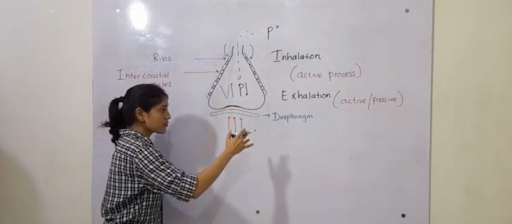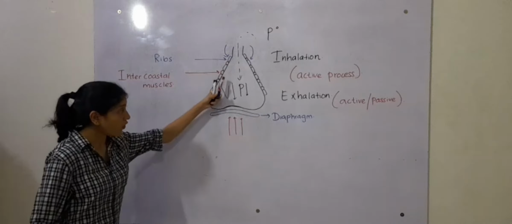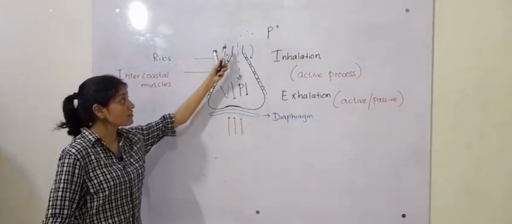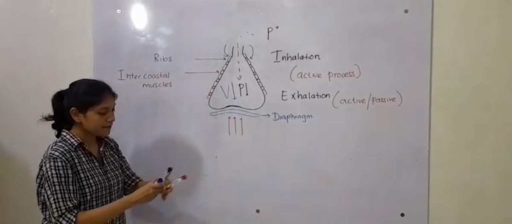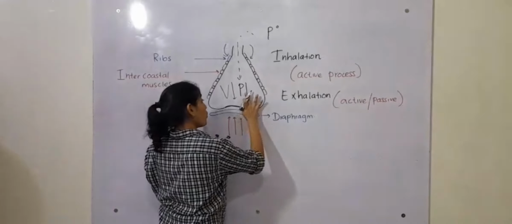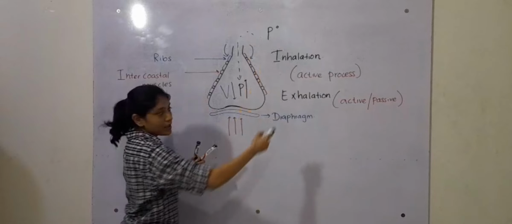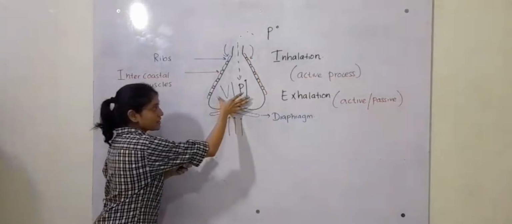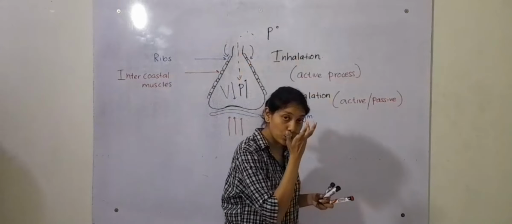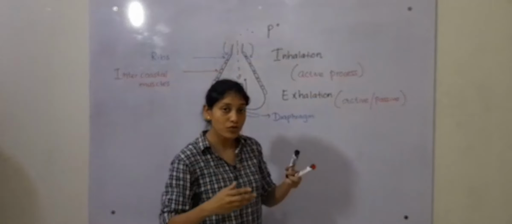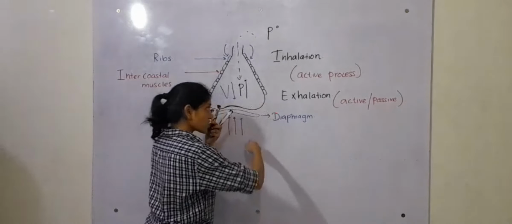Then, people, when the size is reduced, what happens? The volume is decreased. When the volume is decreased within the lungs, the pressure within the lungs increases. So now the pressure within the lungs is higher than the atmospheric pressure. Previously I told you, people, air always moves from high pressure to low pressure.